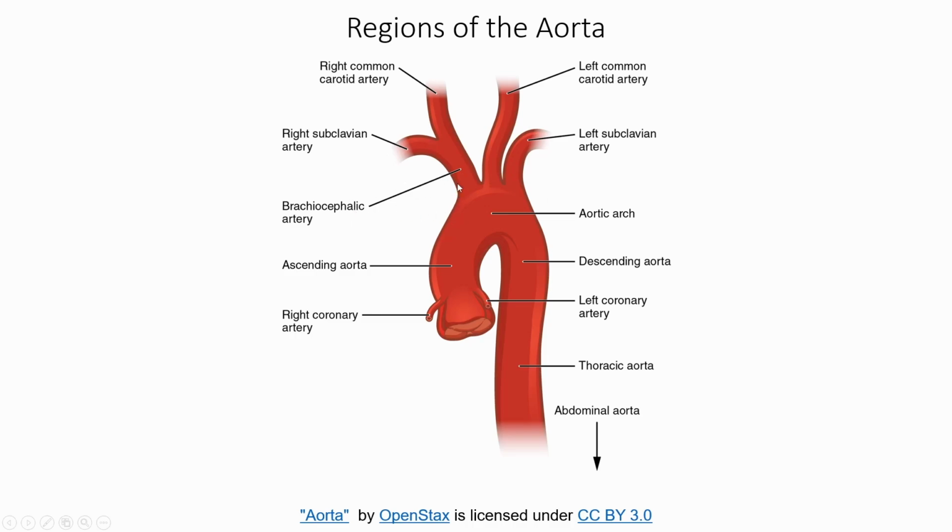We have the brachiocephalic, which you think arm and head, the left common carotid, and the left subclavian. This brachiocephalic will then break into two and become the right carotid and the right subclavian. So this is the only one that has a weird addition or go-between compared to the left carotid and subclavian. So the right carotid and subclavian are coming from the brachiocephalic artery.